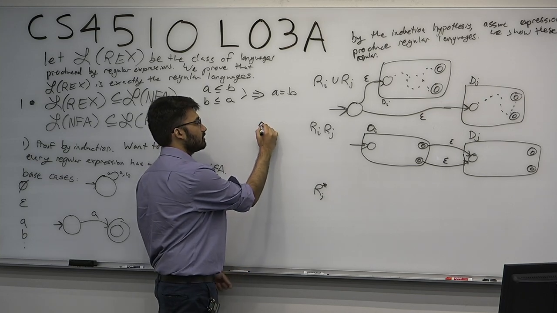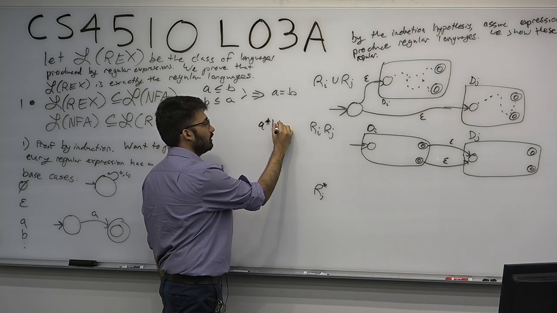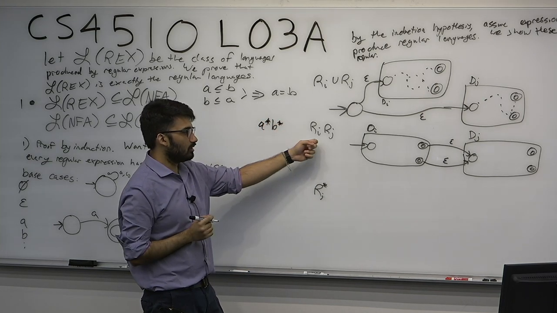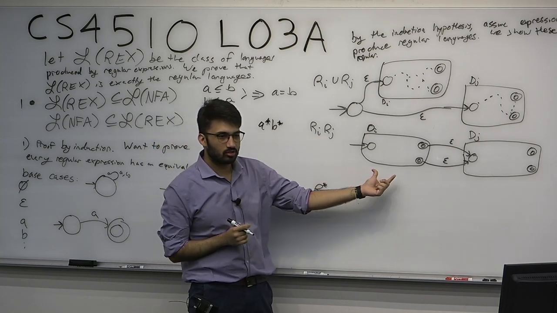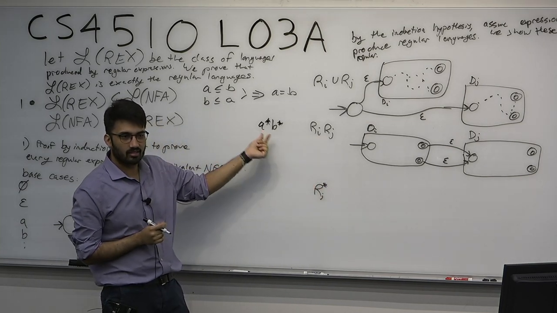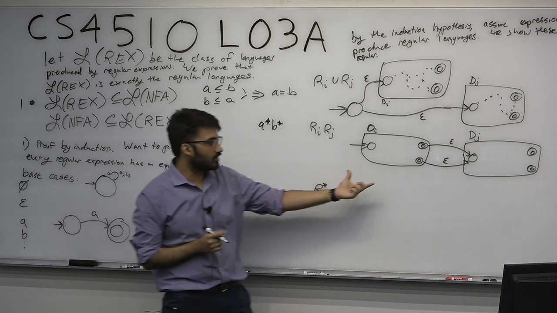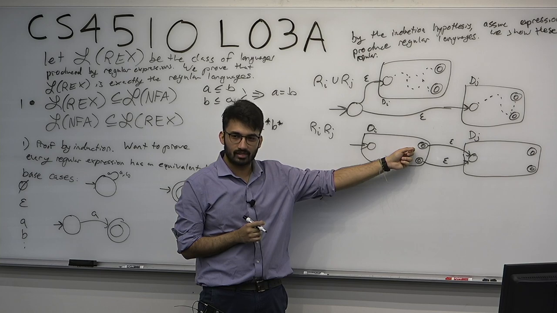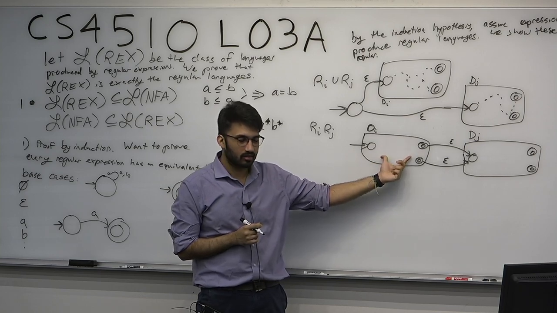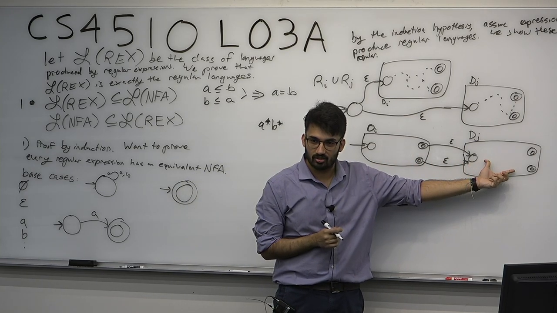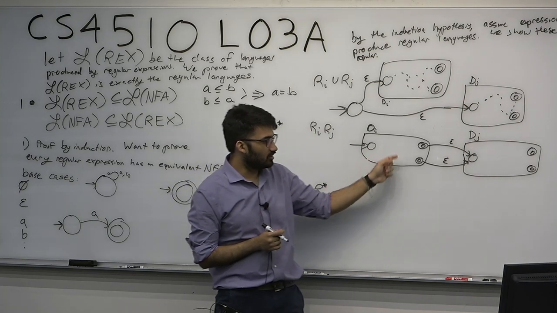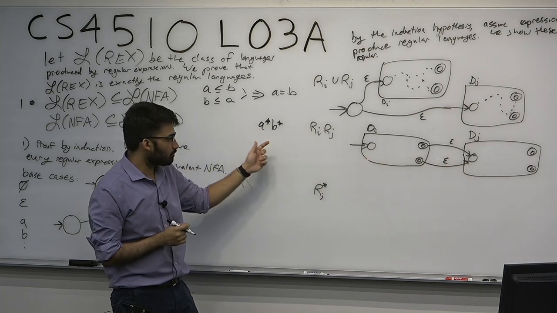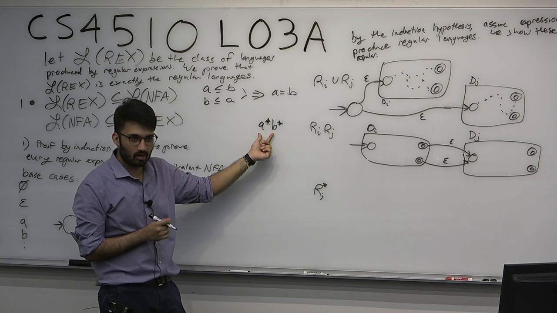Like if this was A star, B star, this would be any number of A's followed by any number of B's. So you non-deterministically choose the number of A's, then you non-deterministically choose the number of B's. You would non-deterministically choose the path that gets you accept for the exact number of A's you want, and then you would choose the exact number of B's you want, right? So here, the non-deterministic path corresponds to the non-deterministic choice of the number of A's.